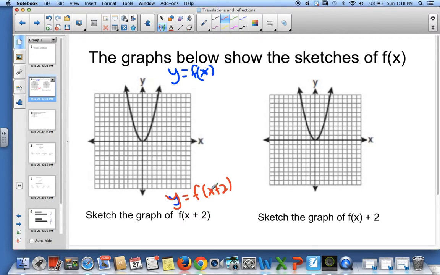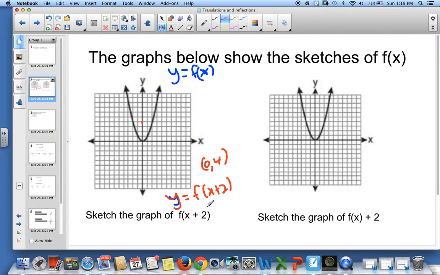Now remember how functions work. F of x plus 2. So if x is 0, then I'm going to look at the function f at 0 plus 2, which is 2. So when x is 0, I'm going to have an ordered pair 0, and then the height of that will be whatever f of 2 is. Well, f of 2 is the function here at 2, which is 4. So 0, 4 is one of my ordered pairs for this new graph.